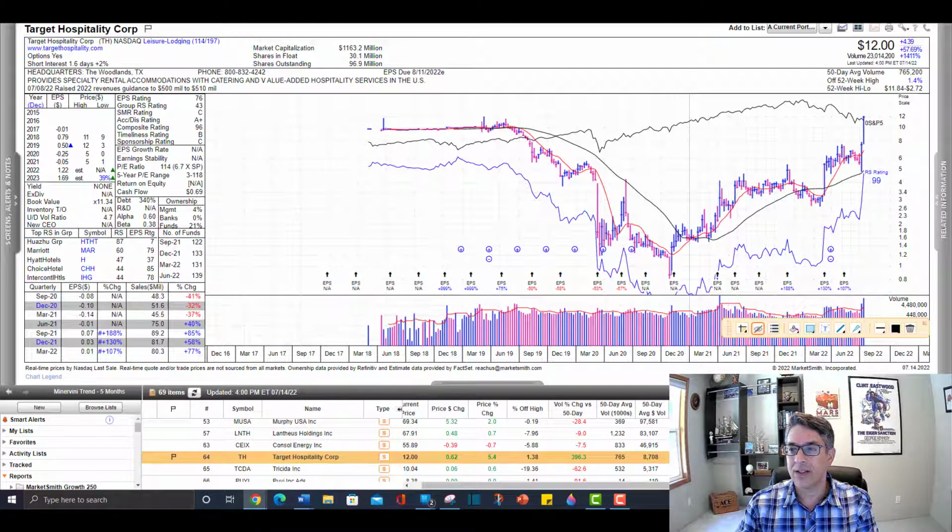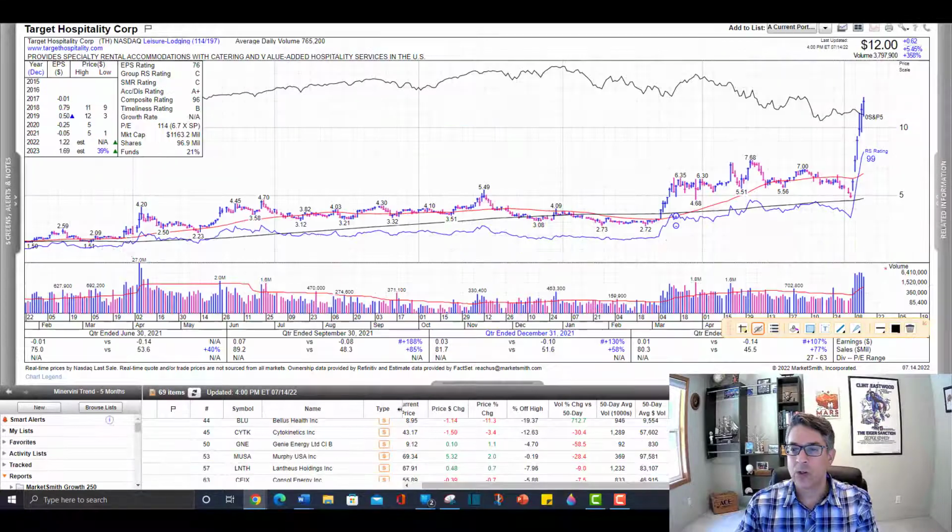Target Hospitality. Wow, that thing is really breaking out. Switch to the daily. Look at this. 1, 2, 3, 4, 5, 6 up moves in a row. Who says that there's a bear market, right? I had no idea that this stock even existed. Wish I knew about it about a week ago. So this is one you could put on your hot list. Now, obviously, you don't want to buy it when it's so extended.